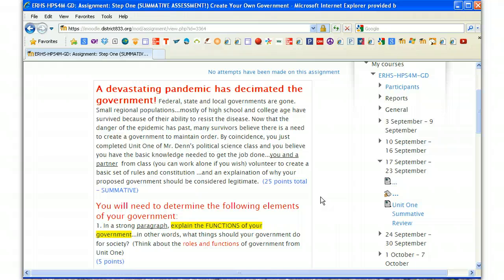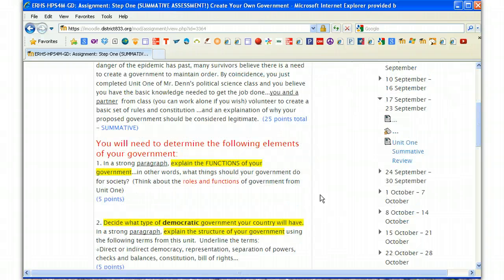So you and a partner, or if you want, you can work alone, will create a basic set of rules and a constitution and explain why your proposed government should be considered legitimate. This is going to be worth 25 total points, and this is a summative assessment. This is where we find out what you know. This is game time. You're earning points and demonstrating what you learned from the first 2 weeks of class.